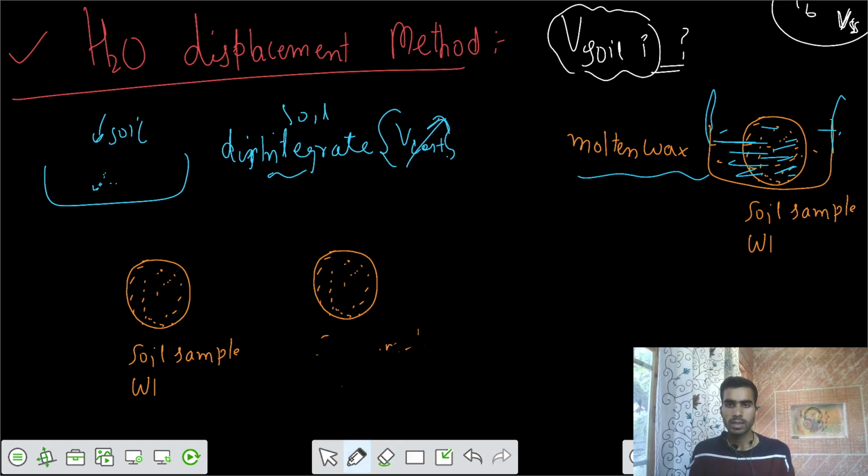Such that it's having some layer from the top, some layer all over the surface of that molten wax. That's the external covering for that soil sample. So that's your wax. Okay, now this one is having some weight of W2.